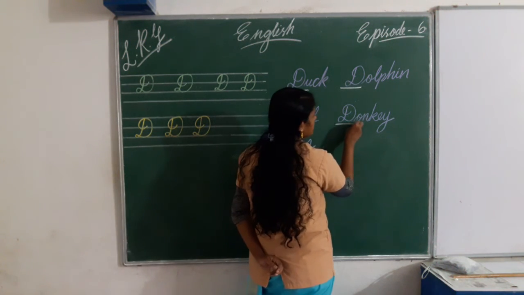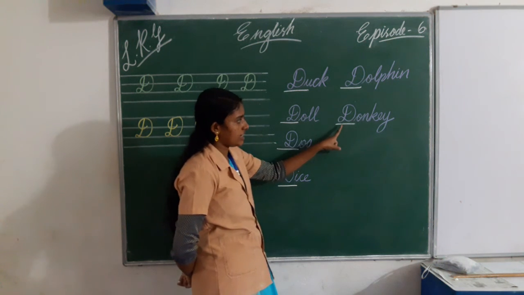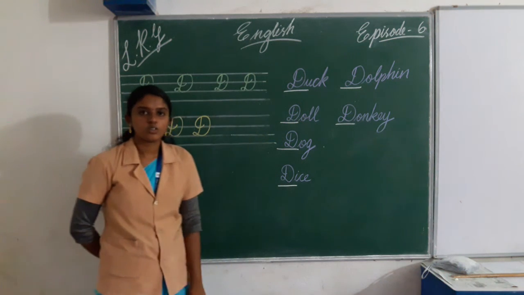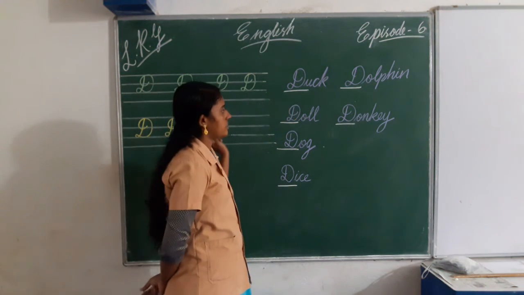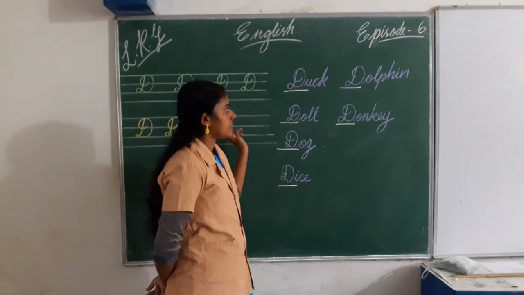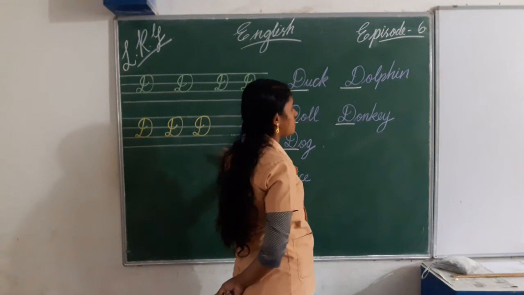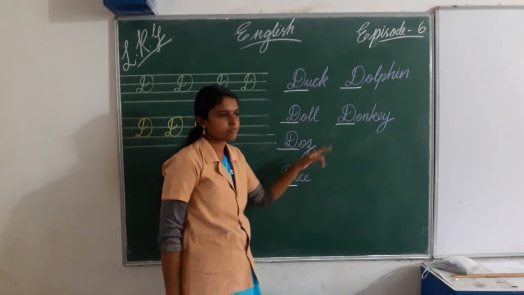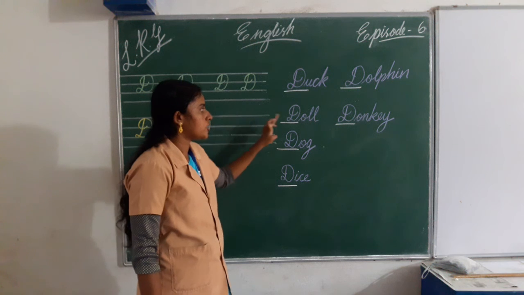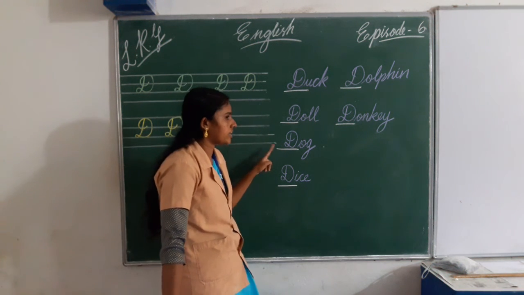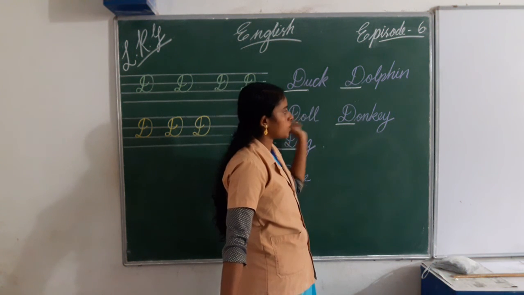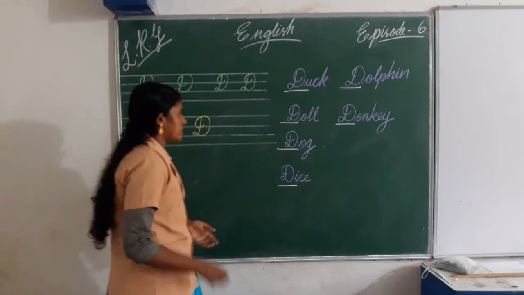Donkey. It's like this that D. D O N K E Y. Donkey. Say donkey. D for duck. D for dog. D for dice. D for dolphin. D for donkey. Okay. Once again. D for duck. D for doll. D for dog. D for dice. D for dolphin. D for donkey.